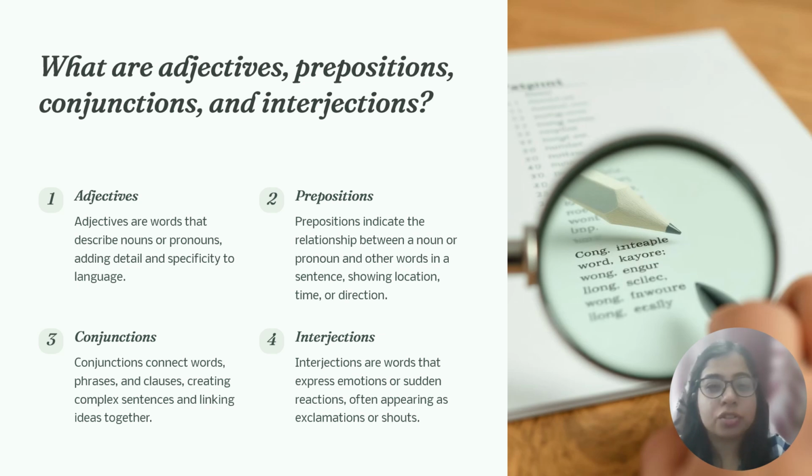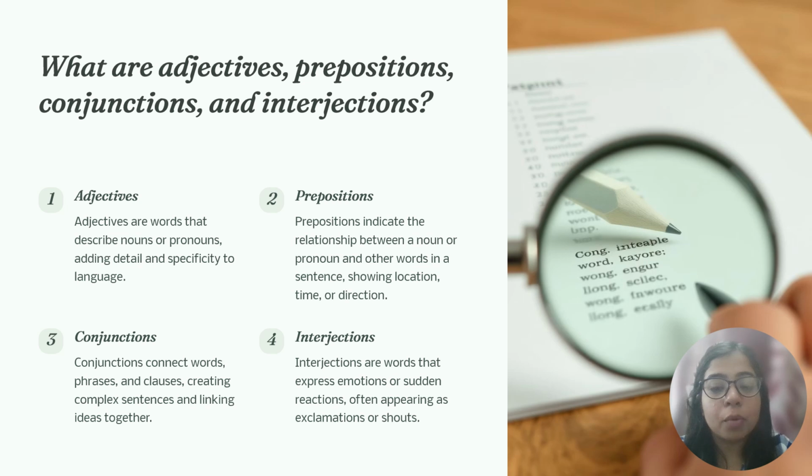Next let's come to prepositions. Prepositions indicate the relationship between a noun or pronoun and other words in a sentence, showing location, time or direction. So prepositions are words by which nouns and pronouns get connected with other words. It gets connected with verbs, with adjectives, with conjunctions or any other word. So a preposition shows the location, time or direction of the noun. Next is conjunctions. Conjunctions are also connecting words, but they connect the clauses and the phrases. They create complex sentences in which there are dependent clauses and independent clauses, and they are linking the ideas together.